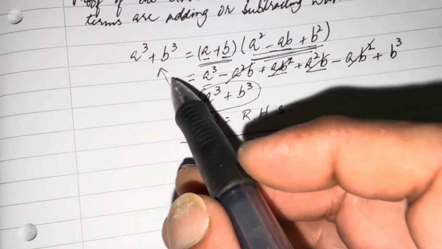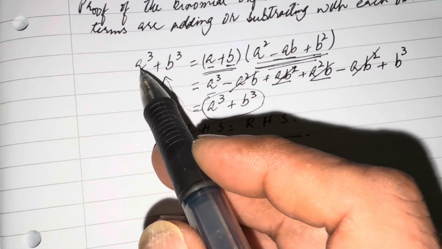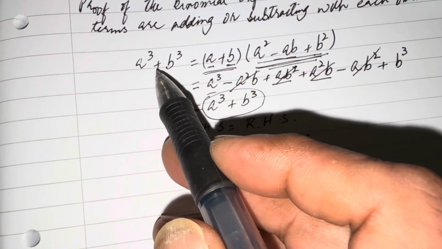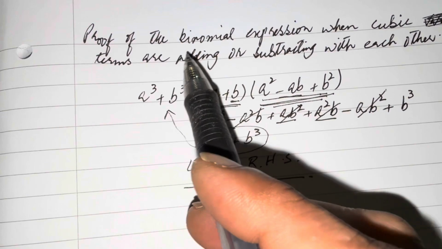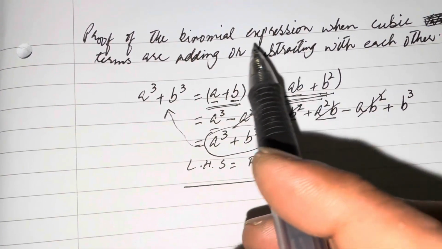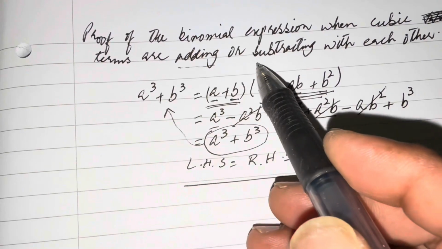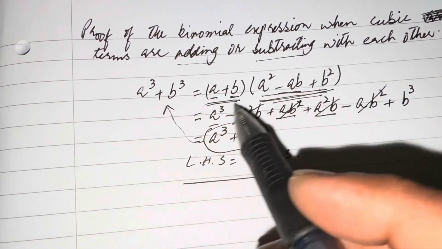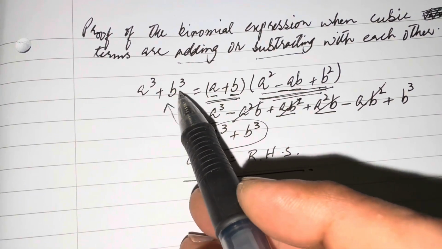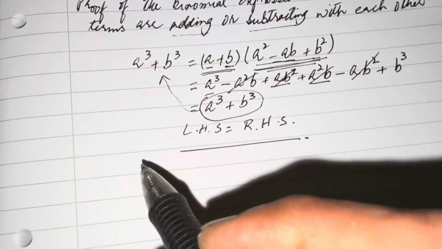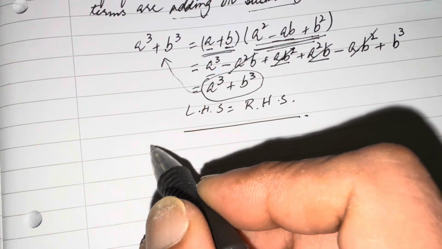So that was the example, the formula with the positive sign, that I have already mentioned in this statement, that if these expressions are adding or subtracting with each other. So we have done the example, we have done the formula with the positive sign. Now we are going to prove it with the negative sign.